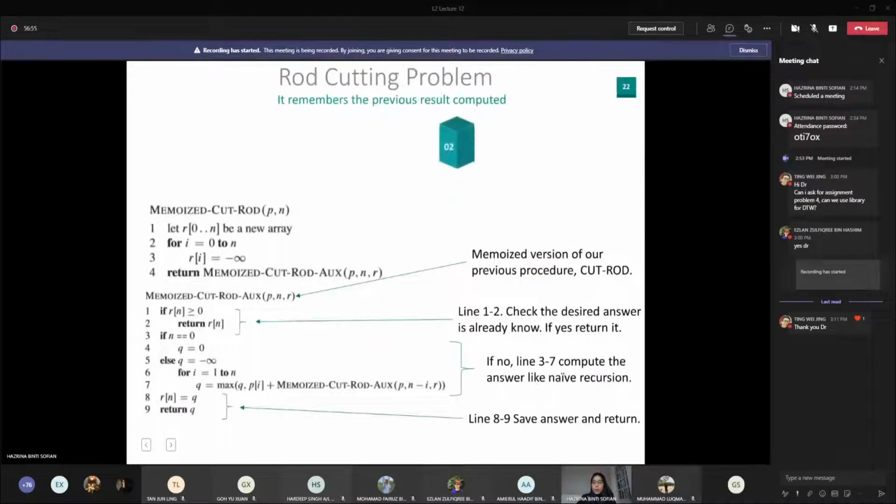Okay, so over here, how they do it is by adding. This line 3 to 7 is exactly like the naive recursion. But what they added here is they check if the desired answer is already known, then we just return it. No need to do 3 to 7. And of course, when we have computed this, we save the answer. That's the difference in terms of the algorithm.